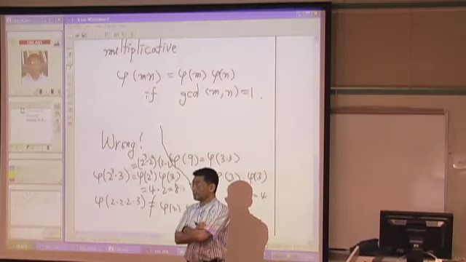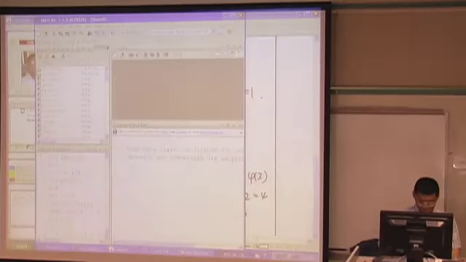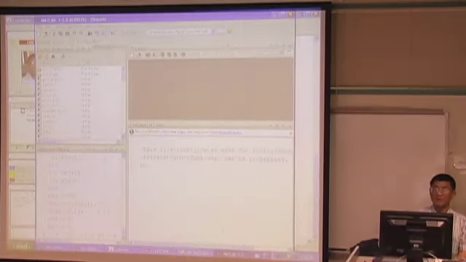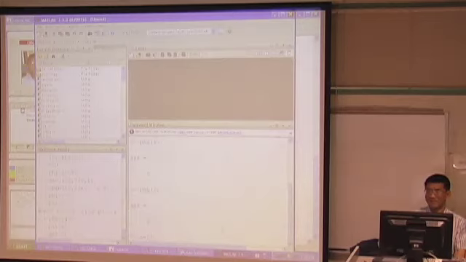Any questions? Then let's verify these things using a computer algebra system called MATLAB. Phi of, for instance, 24 is 8, right? Phi of 8 is 4, phi of 3 is 2. 4 times 2 is 8. Now you may pick any number. What number do you want? A is equal to what? 27. And then B is equal to what? 52.